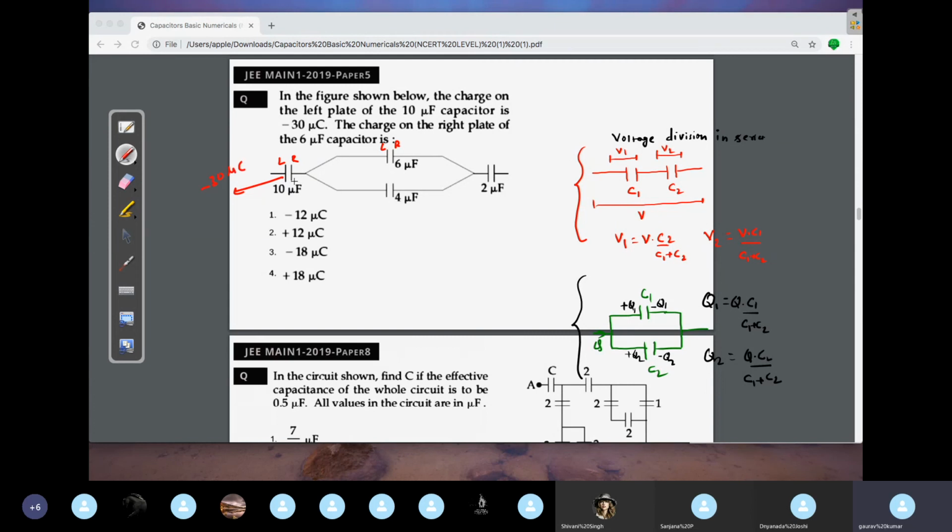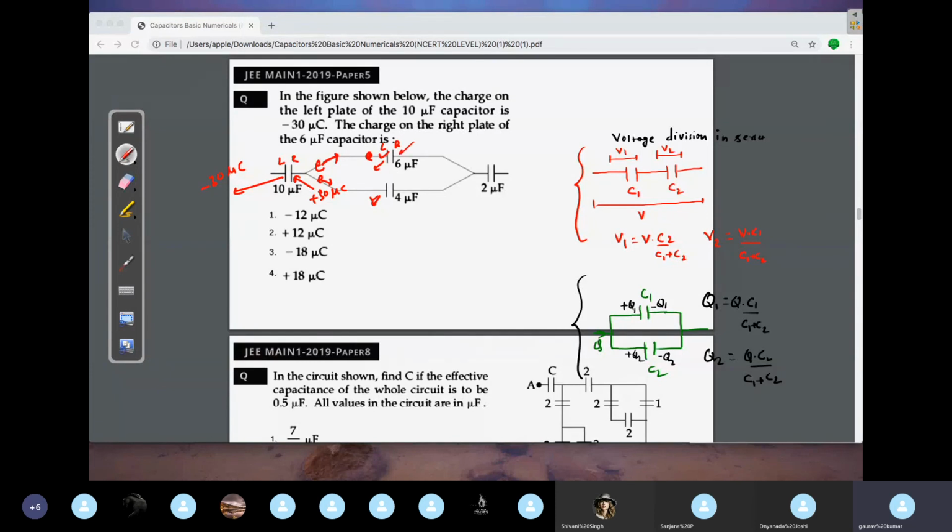If it is minus 30, it means there you will have plus 30. Now, when you get plus 30 microcoulomb, it is basically due to the drift of electrons. So what is given here in the figure? Charge on the left plate is minus 30 microcoulomb. The charge on the right plate of 6: when you get plus, actually you will get minus here, because the electrons have drifted from this side to this side. That's the meaning of minus. So now you have minus 30 microcoulomb distributed on these two plates.